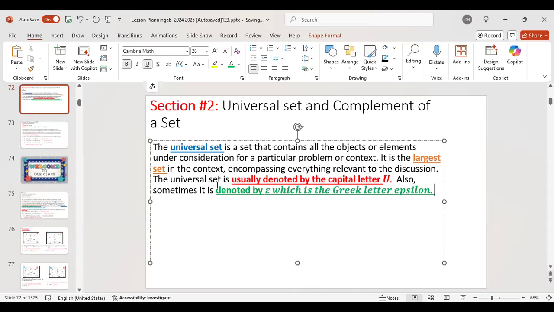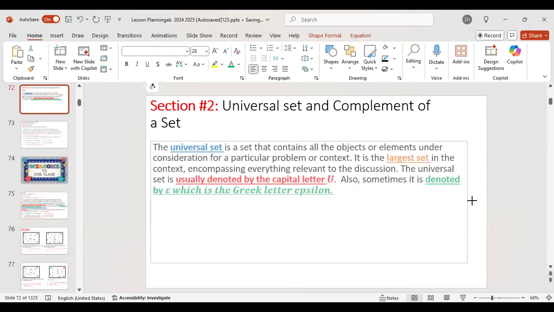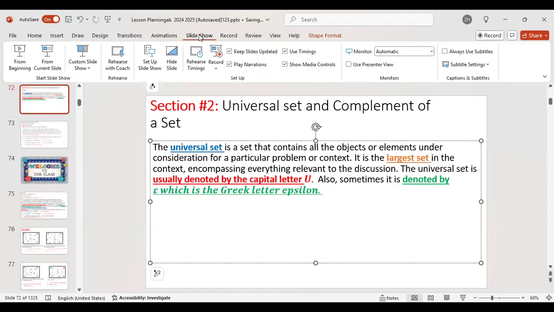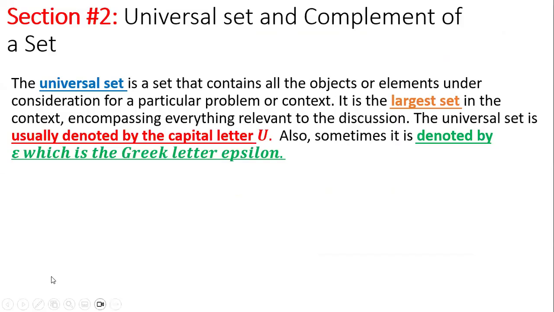Okay. So also sometimes it's denoted by the small e, which is the Greek letter epsilon. So two ways so far we have talked about how we can represent the universal set. We can use a U, or we can use a backwards 3, which is epsilon. Please do not confuse this with the element of. It looks similar, but don't confuse it.